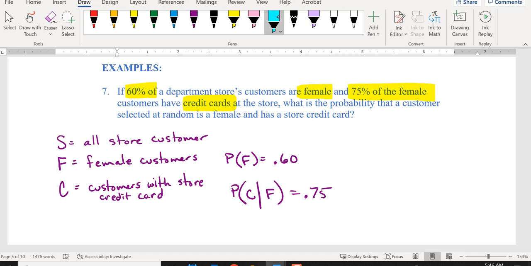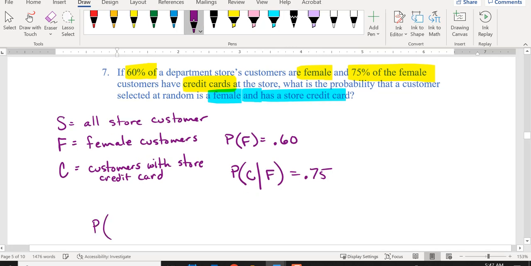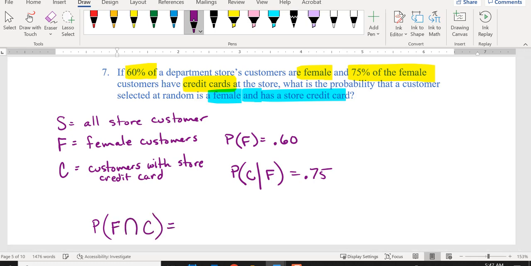So we're wanting to know what is the probability that a customer selected at random is a female and has a credit card. So we're wanting the probability of female and credit card. We can write that as the probability of F times the probability of C given F, because that's by definition. Probability of F times the probability of C given F. So that was 0.60 times 0.75, which gives me 0.45.